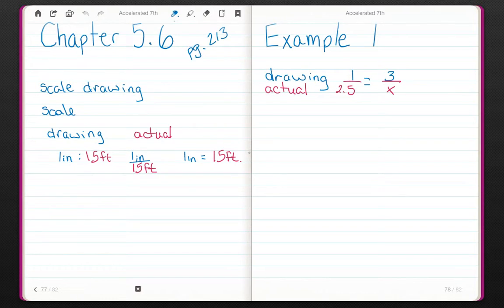Chapter 5.6, Maps and Scale Drawings. We are on page 213 today, and today your vocabulary words are scale drawing and scale.